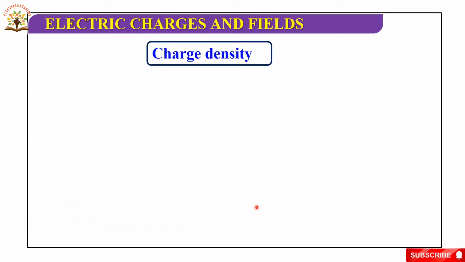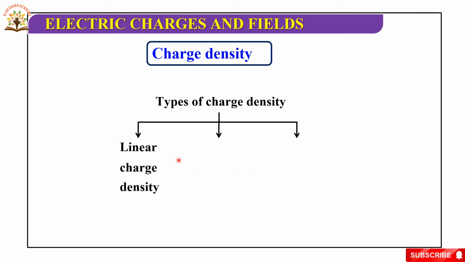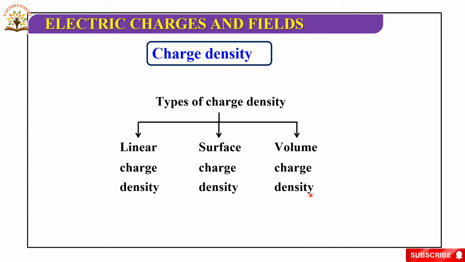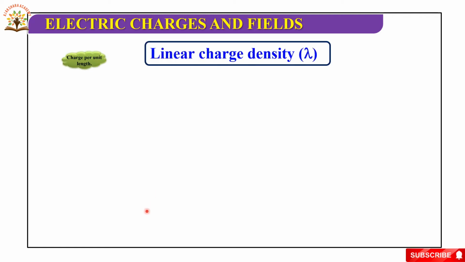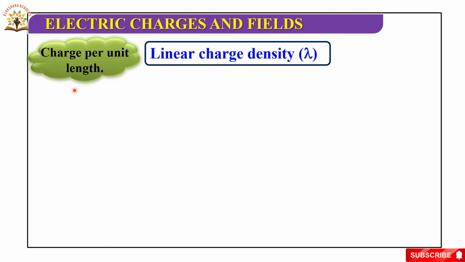Now I will discuss the types of charge density. There are three types: linear charge density, surface charge density, and volume charge density. So these are the three types of charge density. Now, linear charge density, lambda, is charge per unit length. Charge per unit length is known as linear charge density.